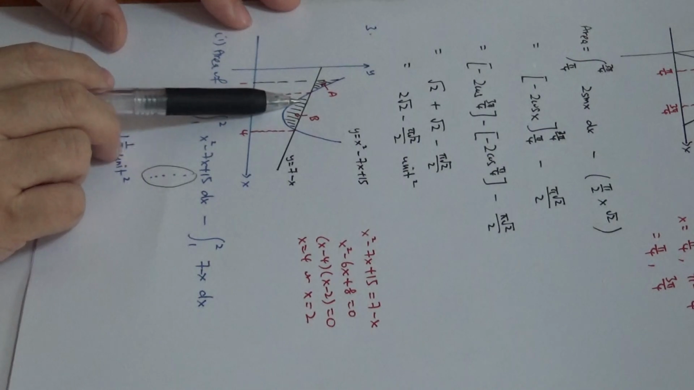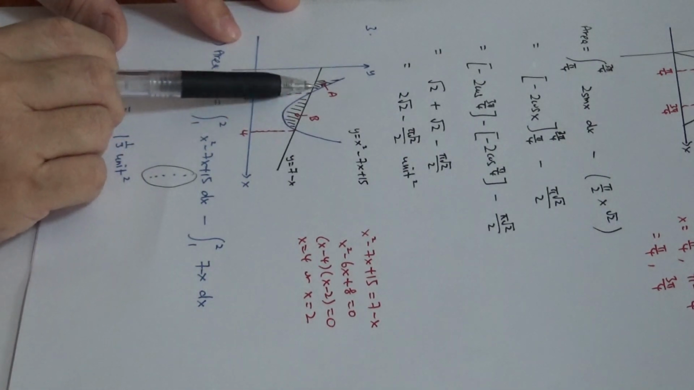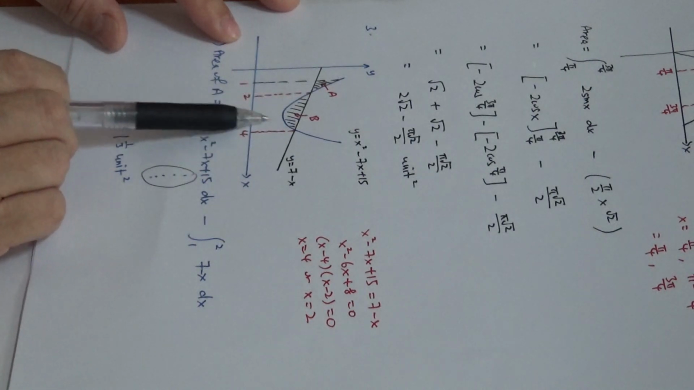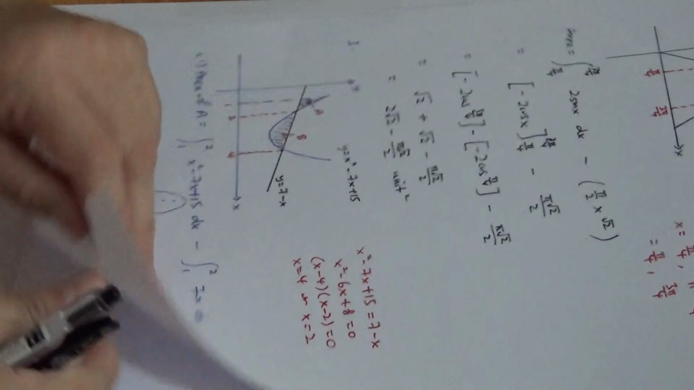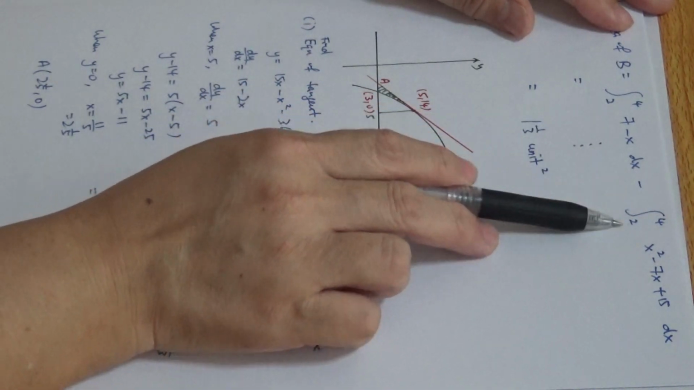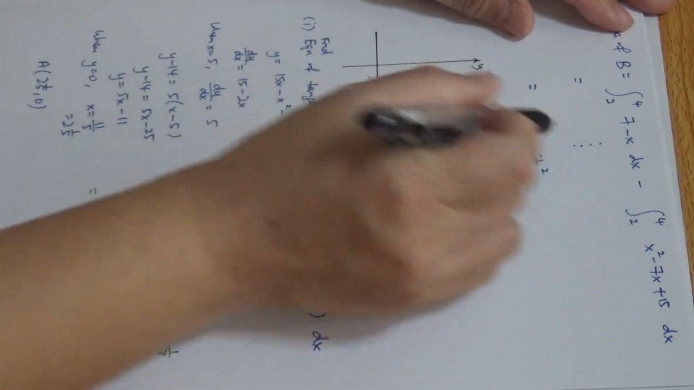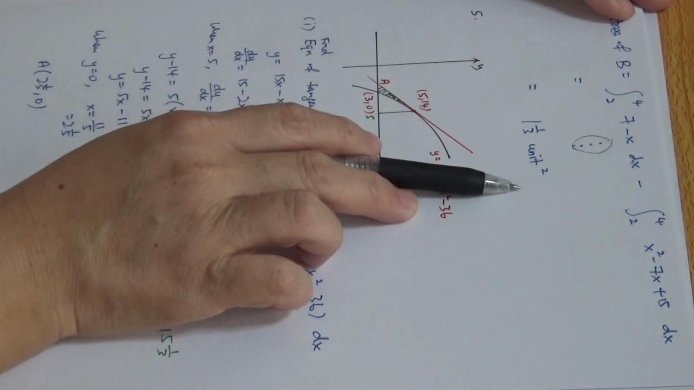Okay, now next we go on to the next part. We are going to find the area of B. This time round it is the line minus the area under the curve, then you get B. So I'm going to show you the working here. You will integrate from 2 to 4 the line minus integrate 2 to 4 the curve. You do the necessary working and then you get 1/3 unit square.